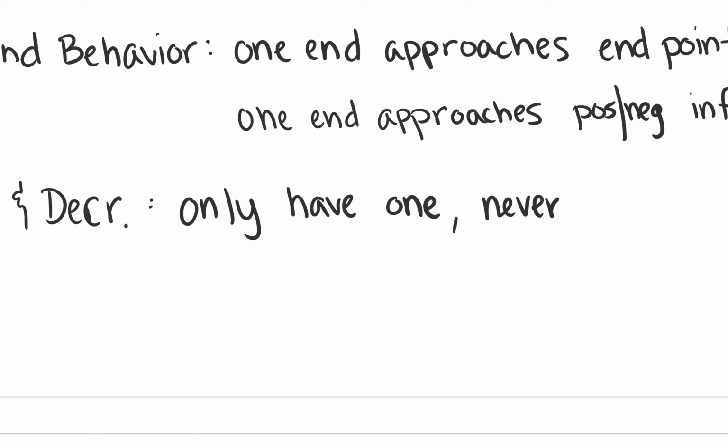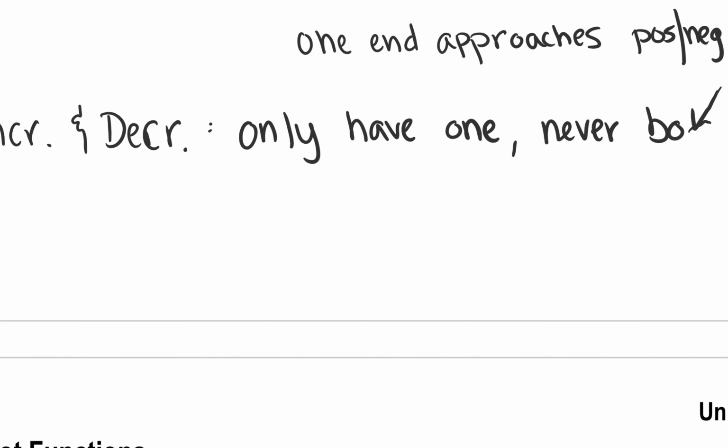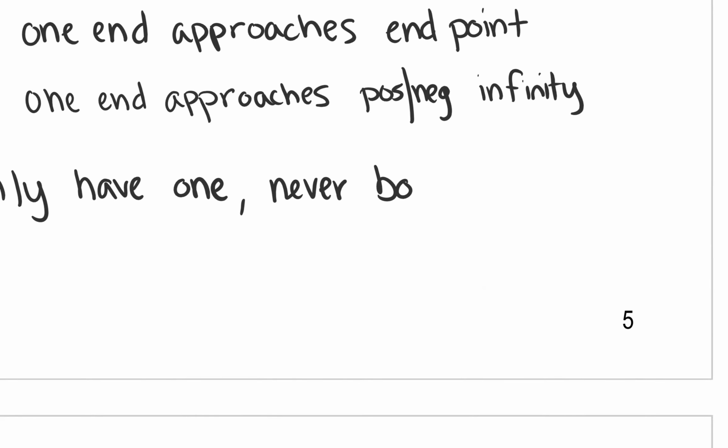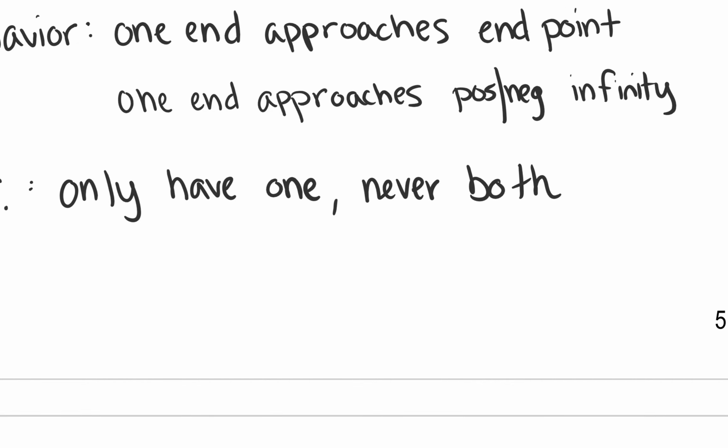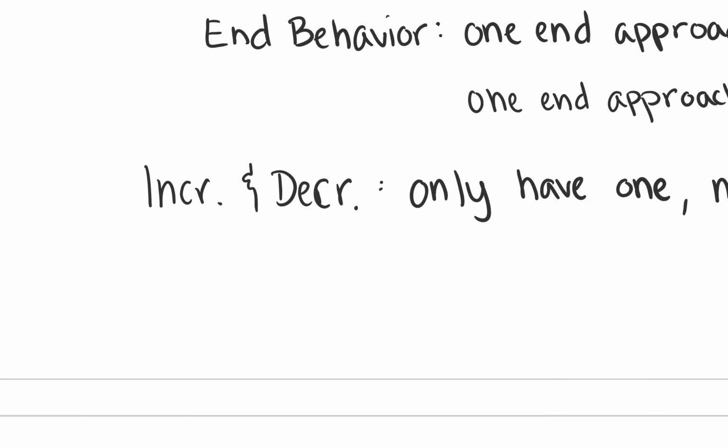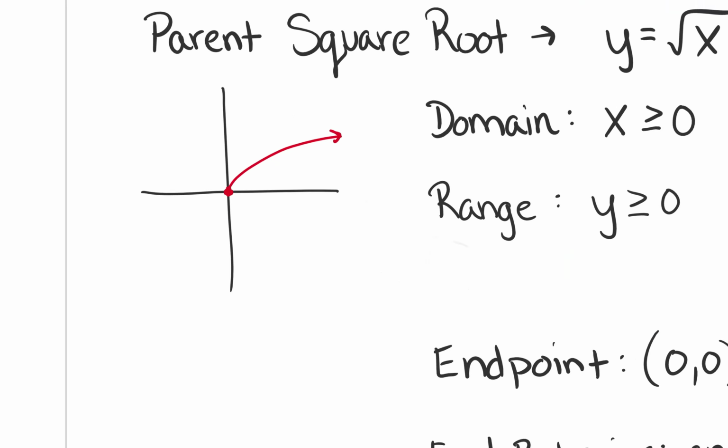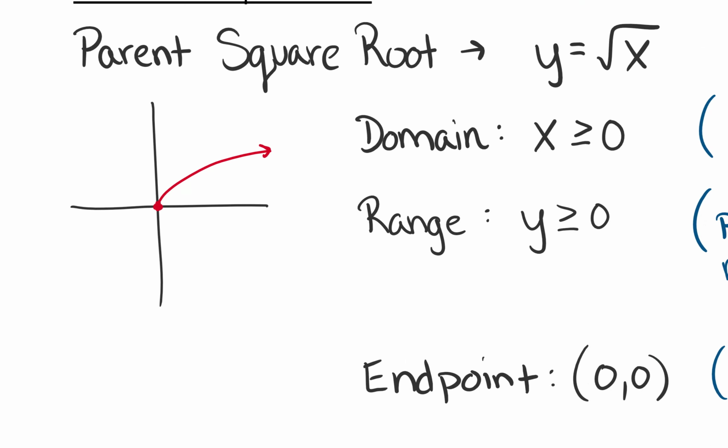Okay, so only have one, never both. Wow, okay, I don't know what happened there. Let's erase that. Okay, because if you look at the graph, now if you're still writing, that's fine. So if you look at the graph from left to right, this graph is only going up, right? So I'm always increasing on this one. So I can only always increase or always decrease, okay?